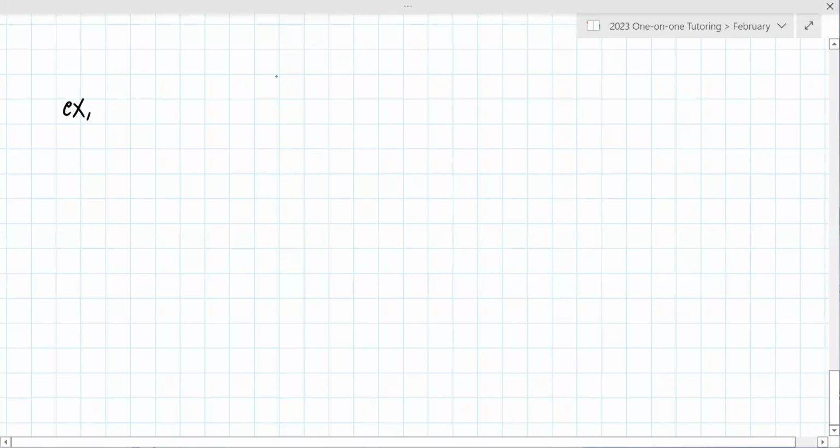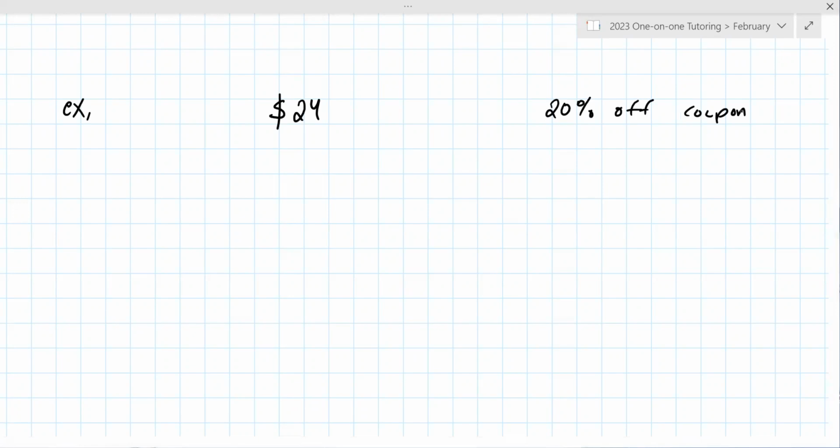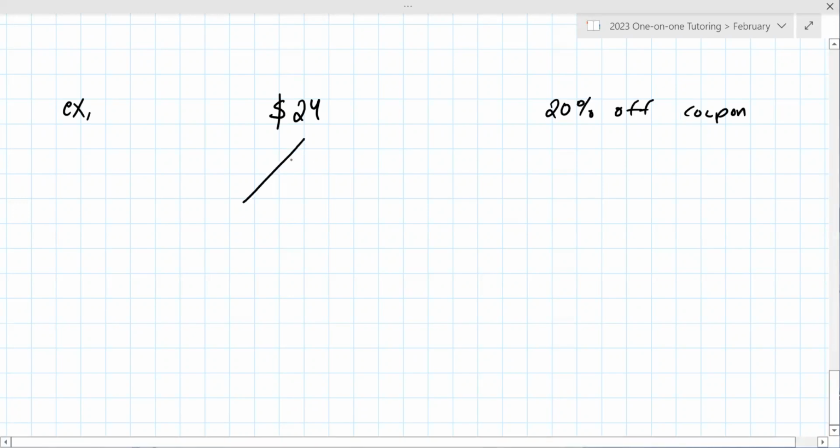Let's say there's something at the mall. You find a new shirt that you really like, and it's $24. Okay, but you have a 20% off coupon. So there's two ways you could look at this. You could do like we just did, which is calculate the discount, or you could realize that you're going to pay 80% of 24. Right. Okay.